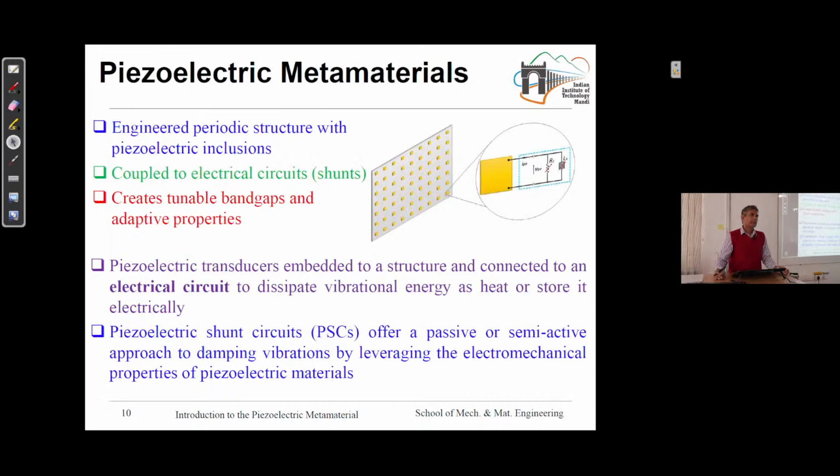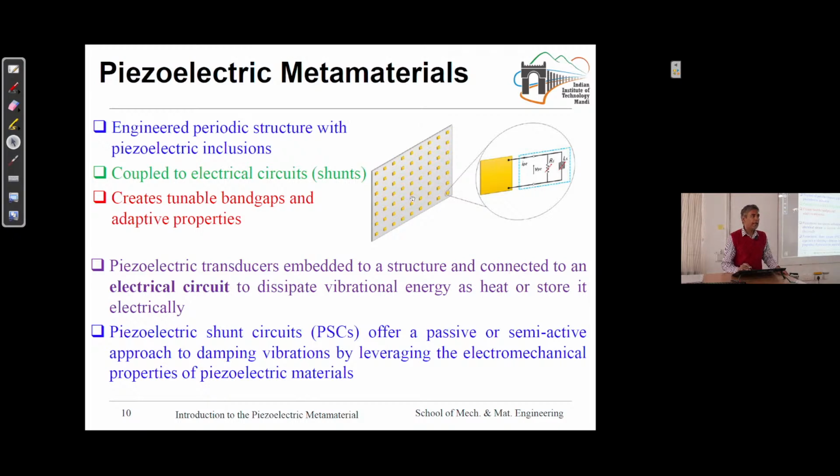Now, the actual topic of this course: so-called piezoelectric metamaterials. Here we have the meta atoms. These meta atoms are made of piezoelectric materials, and this is the matrix. Of course, you can see these atoms are arranged in a periodic manner.